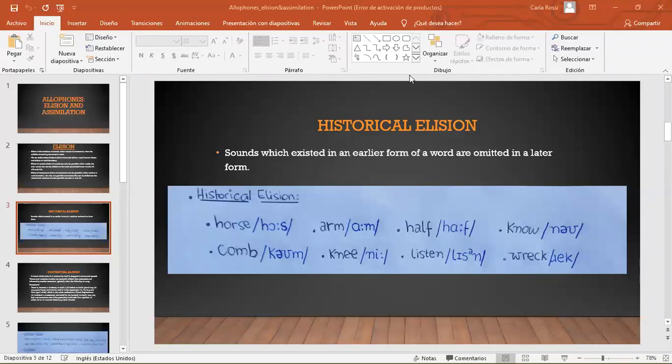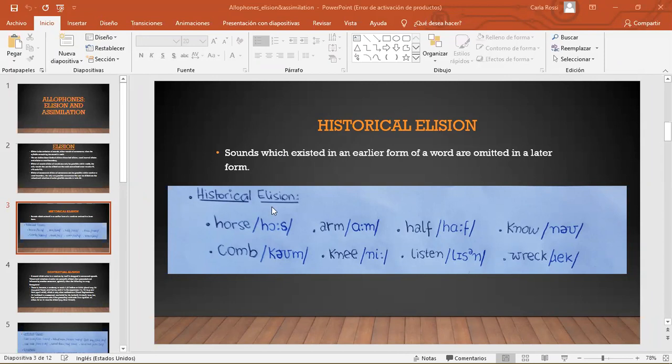Very good. Awesome. So historical elisions are those sounds that existed in an earlier form of a word and are omitted in a later form. That means that they used to be pronounced, but because of the many language modifications that exist, those sounds were no longer pronounced. So that's why they got omitted, yeah?